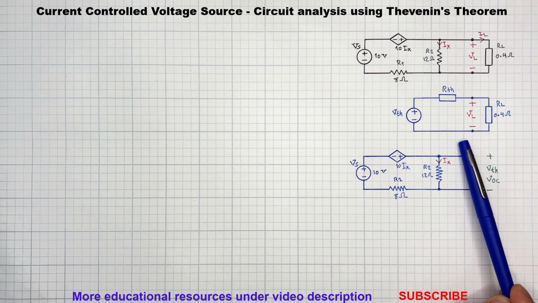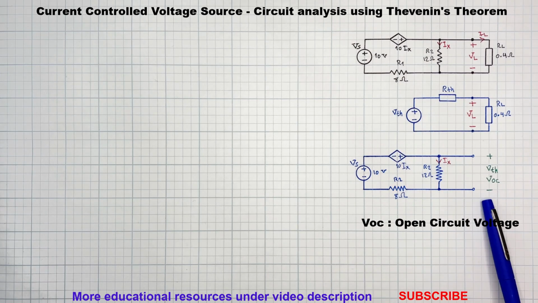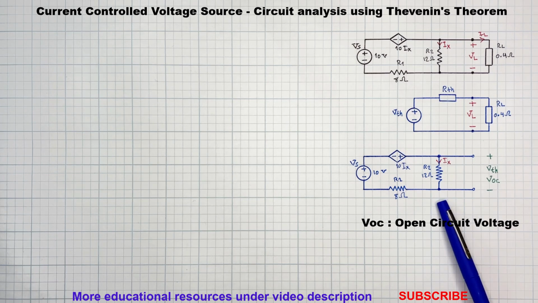To solve this problem, we can use the Thevenin equivalent circuit. The Thevenin equivalent of a linear electrical circuit is an independent voltage source called VTH in series with a resistance RTH. The Thevenin equivalent voltage VTH is the open circuit voltage at the output terminals of the original circuit. In this example, the open circuit voltage is the voltage across the resistor R2.